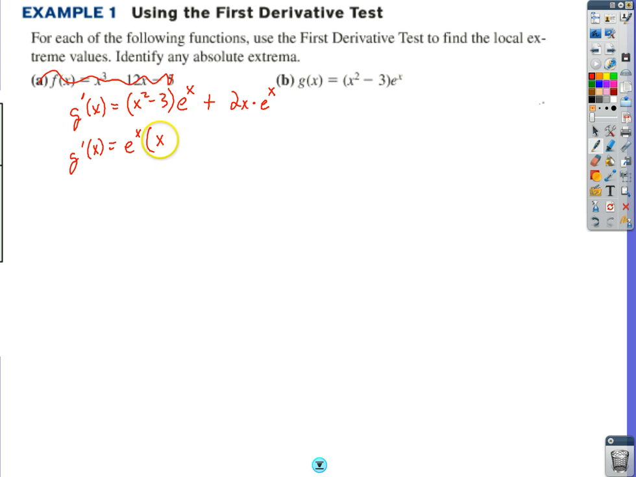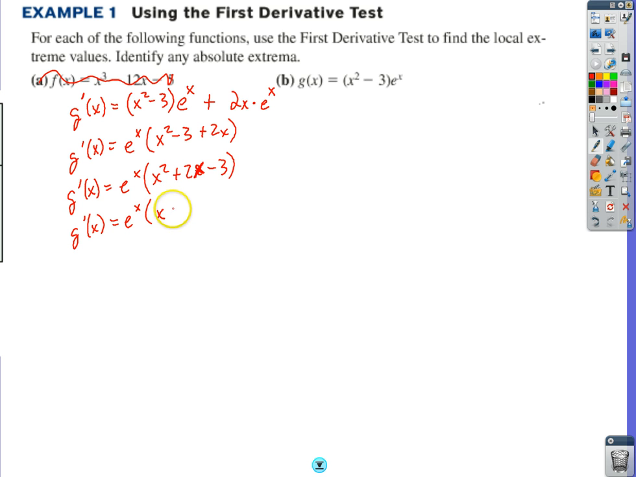Factor out e to the x, I get an x squared minus a 3 plus a 2x. And then I notice, well, hey, I can go ahead and rearrange the inside here, and I can see that g prime of x is equal to e to the x times x squared plus 2x minus 3. And then I say, well, hey, I can go ahead and factor this inside piece even further. And I can say, well, now g prime of x is equal to e to the x times, well, that's going to be x plus 3, x minus 1. And there I go. There it is, completely factored.